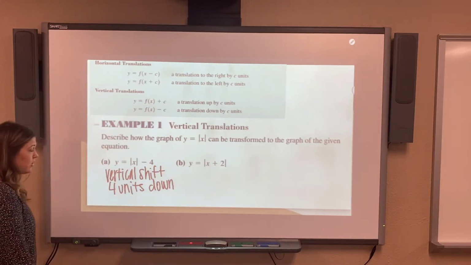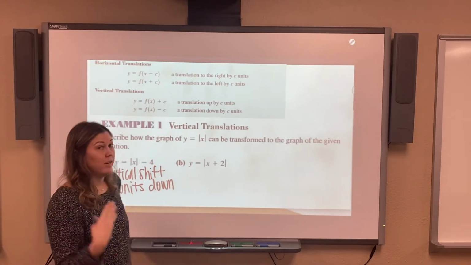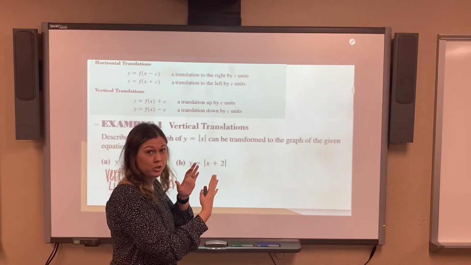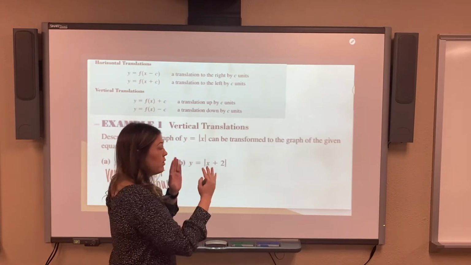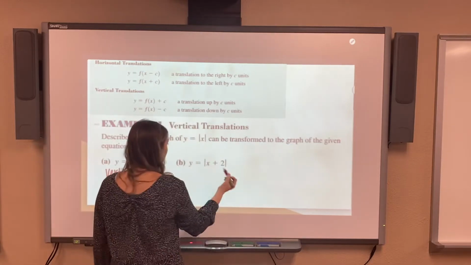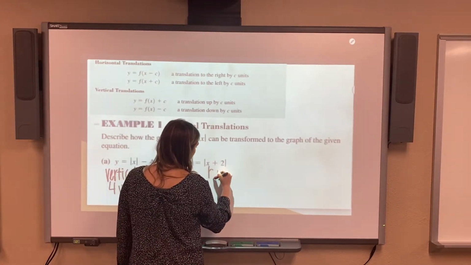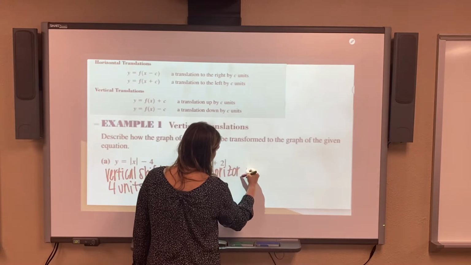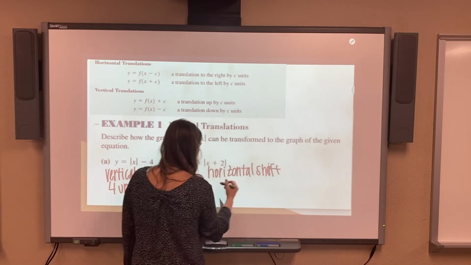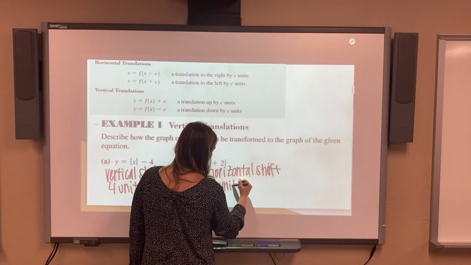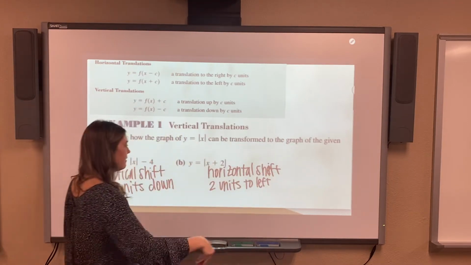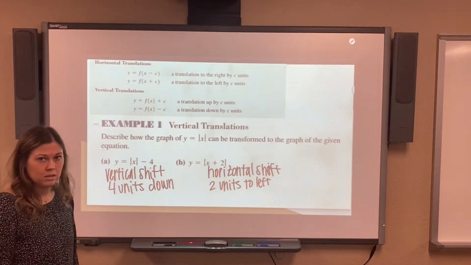And that's it. Then for B, y equals the absolute value of x plus 2, this plus 2 is inside the absolute value. That's our grouping, so it's opposite of what you would think. Plus 2 is actually to the left. This is a horizontal shift two units to the left, to the left, to the left. Okay, a little Beyonce there.